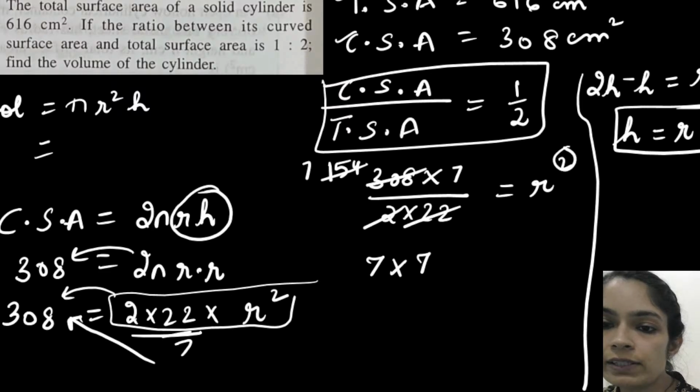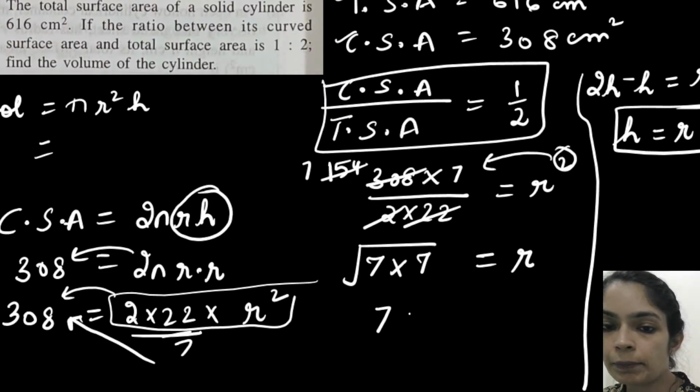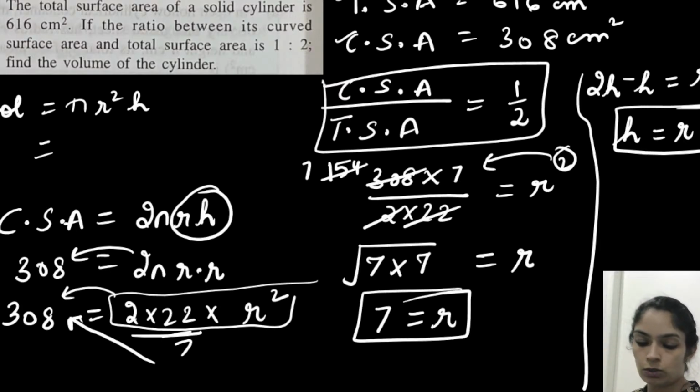So this square, if I shift to the other side, it will become square root. From a square root, if I have any pair, I can take out that number as one single number. So r's value I got 7. So what is the value of r? I got 7.